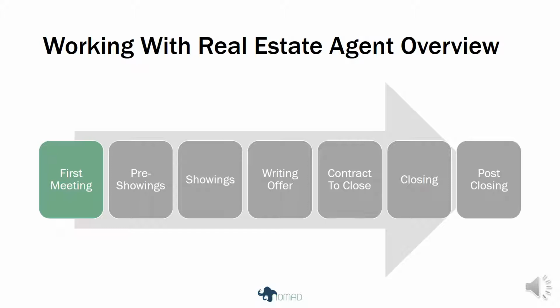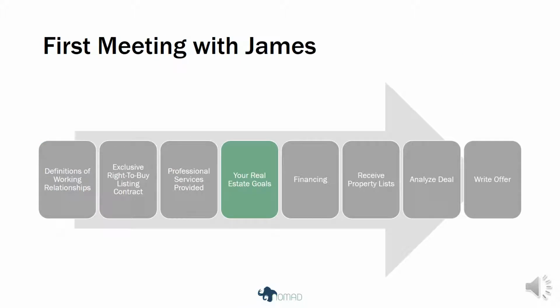And tonight we're going to be talking about the first meeting. That's why it's highlighted green. And specifically, here is the first meeting process. In previous classes we've gone over the definition of working relationships, and the exclusive right to buy listing contract, which allows me to represent you in the transaction and still be paid by the seller so that my services are actually free.